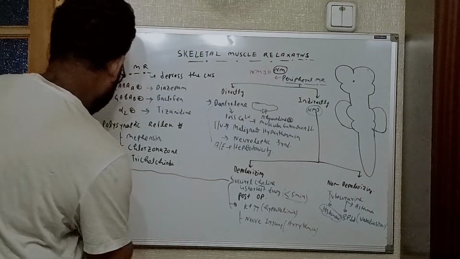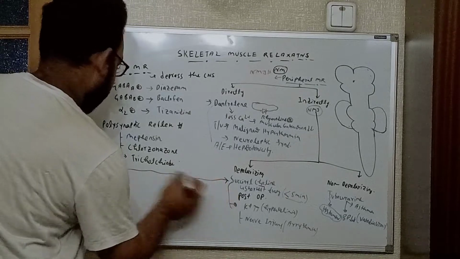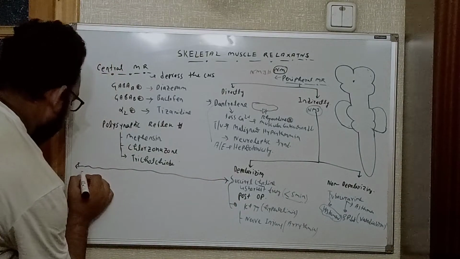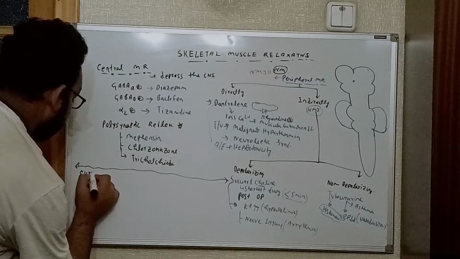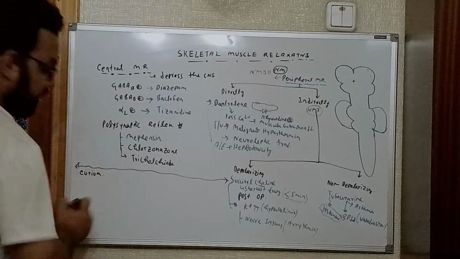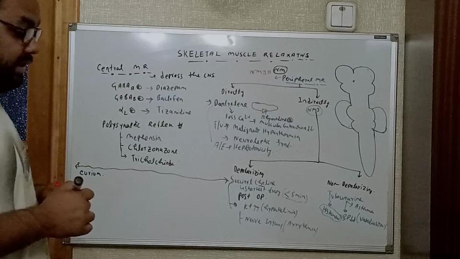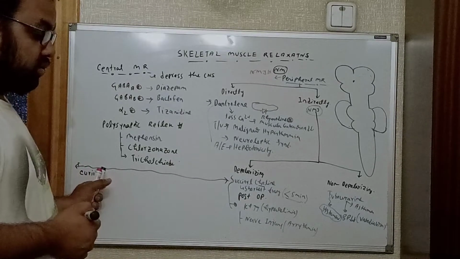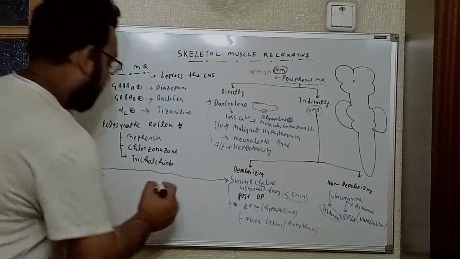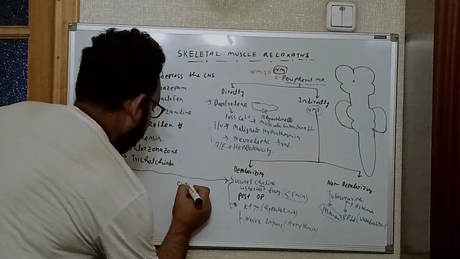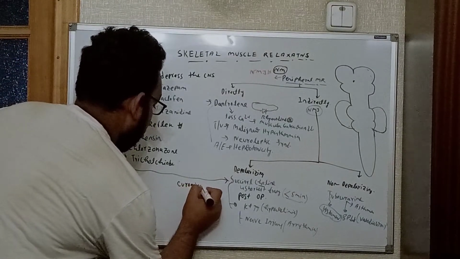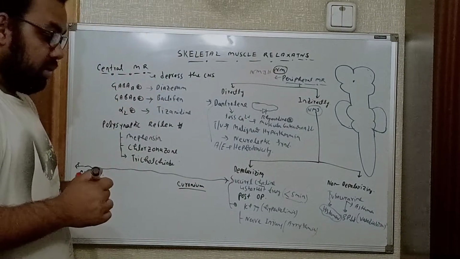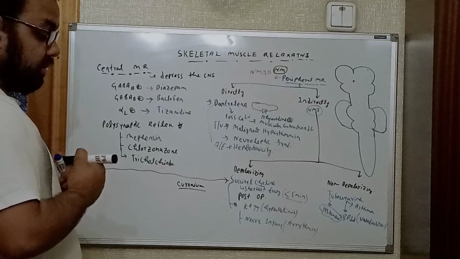Now there are some groups of drugs. Let me write the names. We get one type of drug known as curium, and another type, curonium. So the first one is curium. In these curium cases we will get some problem.